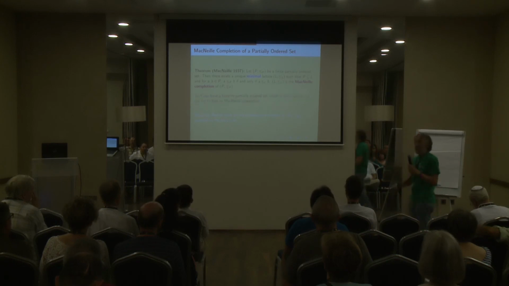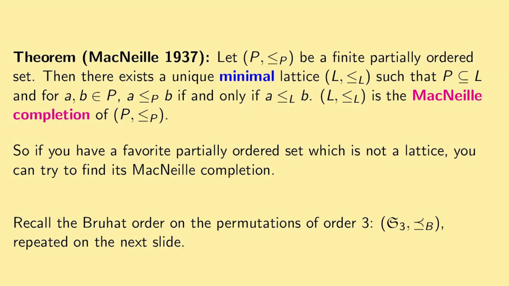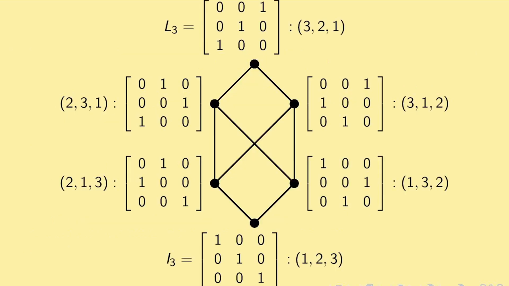So as I say, if you have a favorite partially ordered set, if you're working on a partially ordered set, you can ask yourself, what is the MacNeille completion of that partially ordered set, the minimal lattice extending the original partial order? All right, so let me recall for you now the Bruhat order of S3, there it is again, just to remind you what that is.